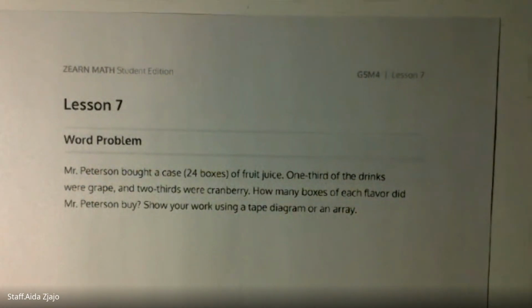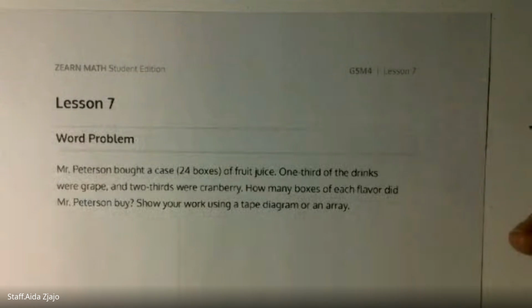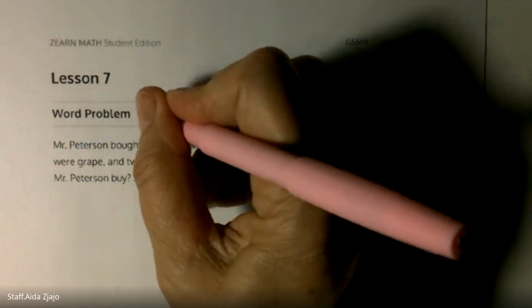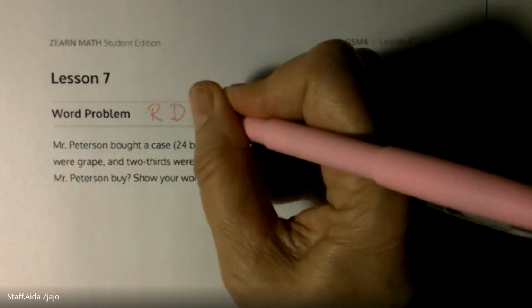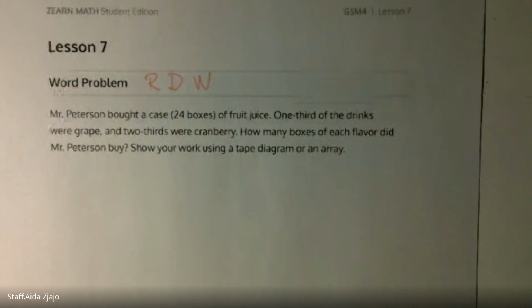Hi guys, this is Mrs. Z and today we have lesson 7, grade 5, module 4, lesson 7. It's a word problem. So we're going to use the read, draw and write strategy for our word problem.